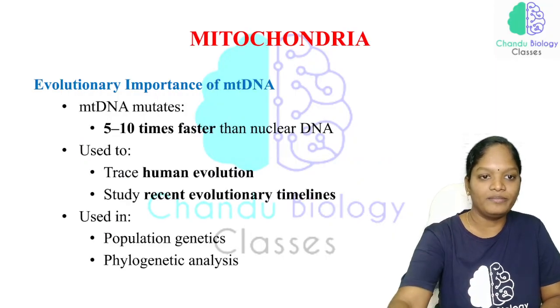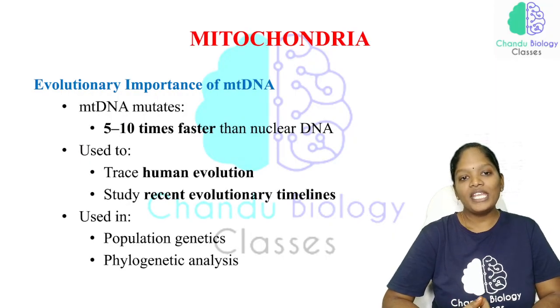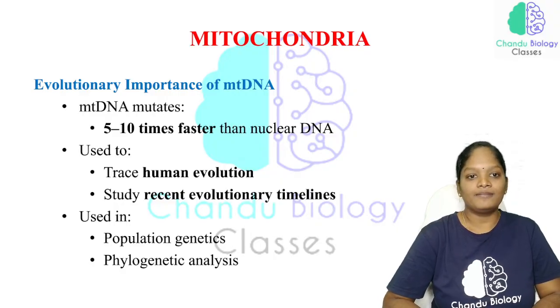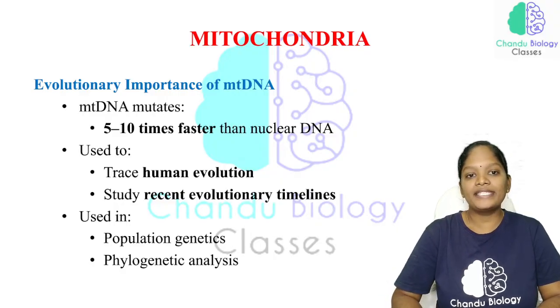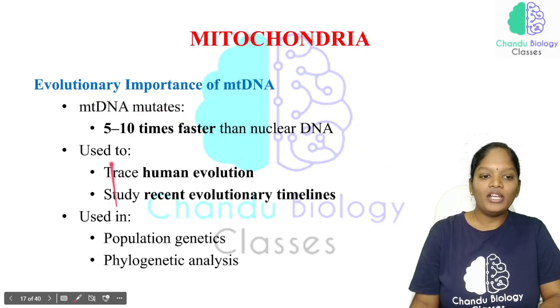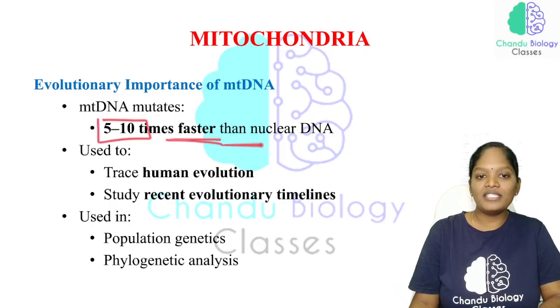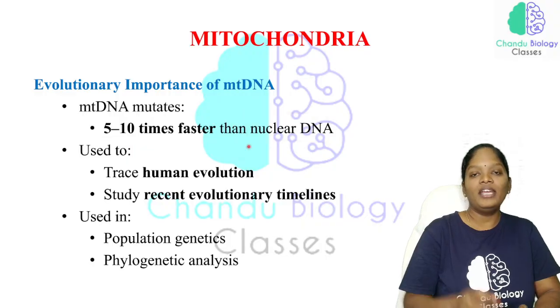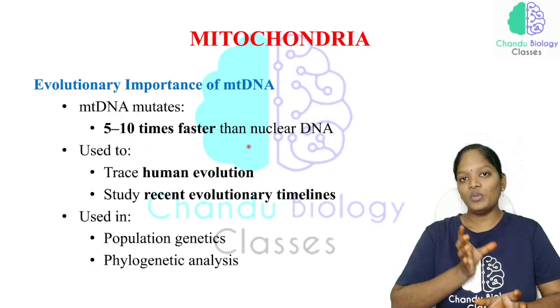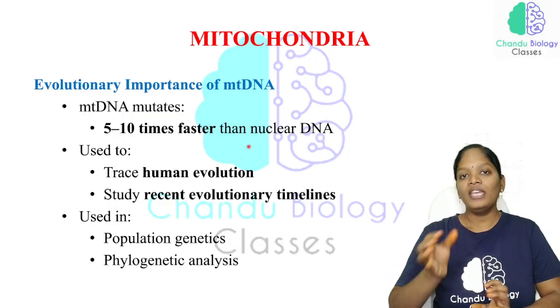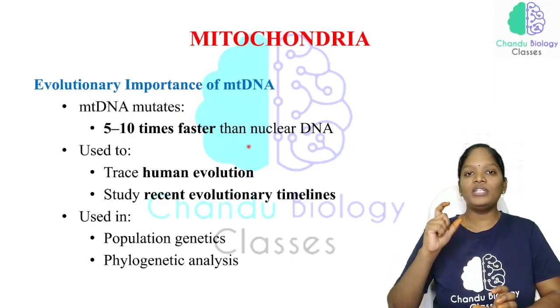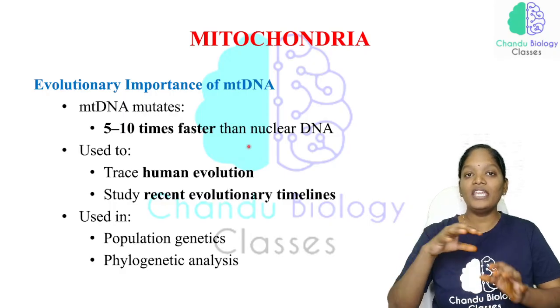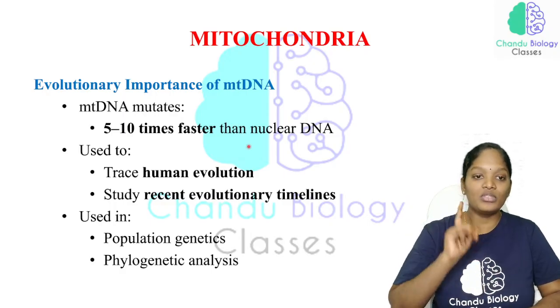Very, very important. Now the evolutionary importance of this mitochondrial DNA. How is the mitochondrial DNA getting evolved? See here, this mitochondrial DNA mutates 5 to 10 times faster than the nuclear DNA. Okay, see here, 5 to 10 times faster than the nuclear DNA. So you should know that with respect to the mutation rate, mitochondrial DNA is 5 to 10 times faster than the nuclear DNA. Okay, so this is very important.